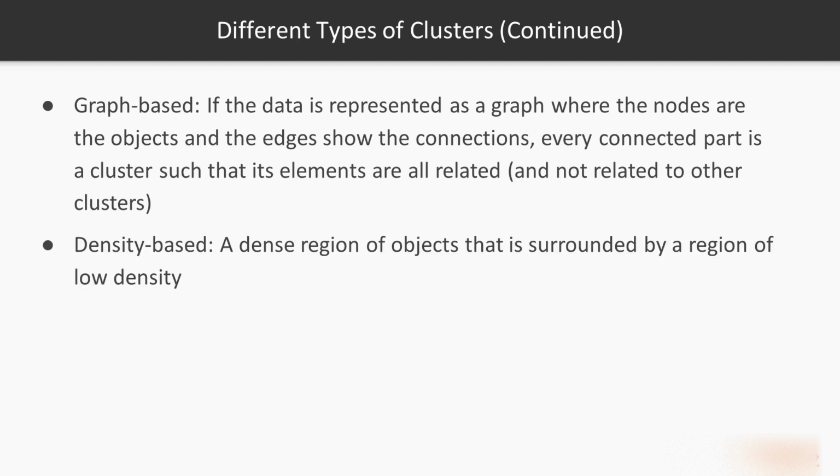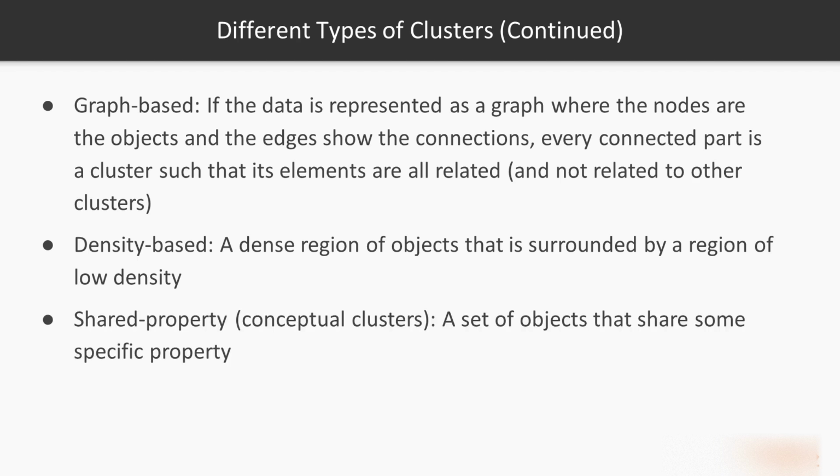Density-based clusters are another type of clusters, which is defined as following: a dense region of objects that is surrounded by a region of low density. This definition is often employed when the clusters are irregular or intertwined and noise and outliers exist in the data. Shared property or conceptual clusters include sets of objects that share some specific properties. This definition encompasses all other definitions of clusters.